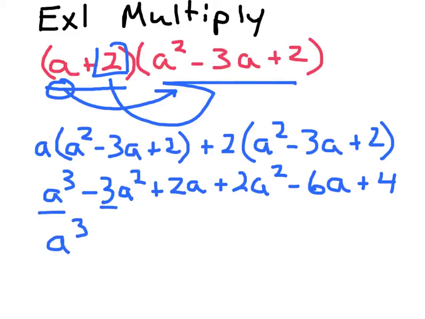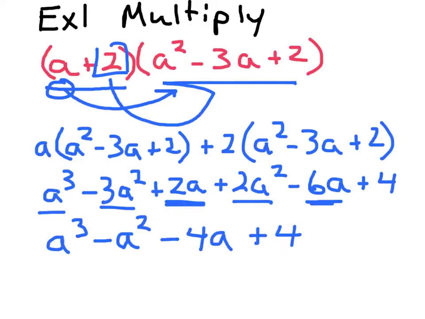Now take all the squared terms and combine them. A negative 3 plus 2 is a negative 1a squared, or better yet, a negative a squared. Now combine my a's. 2 minus 6 is a negative 4a, and then I have the plus 4. And I've written this in descending order according to the exponents.